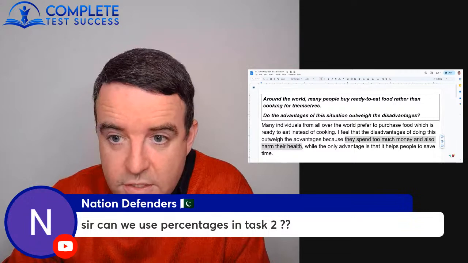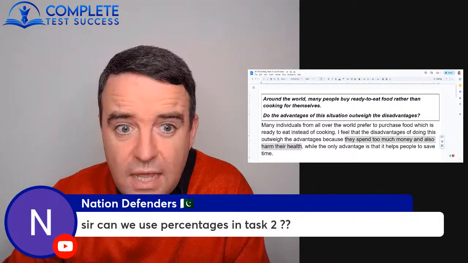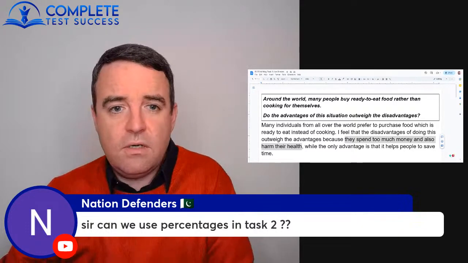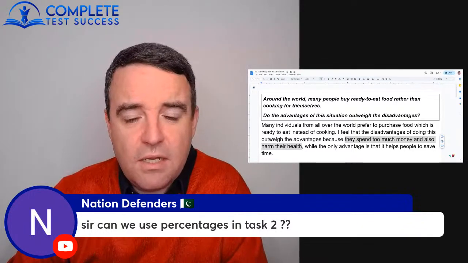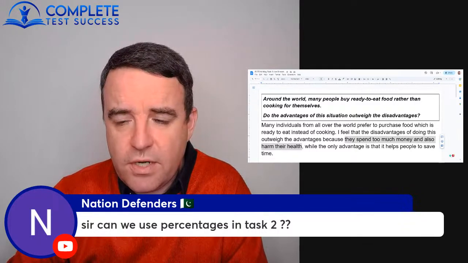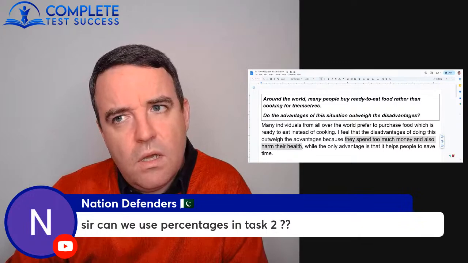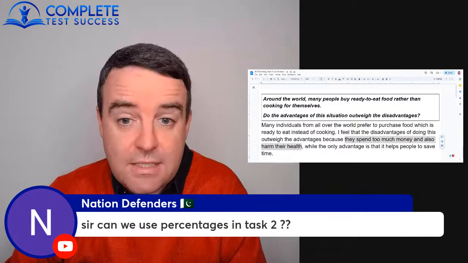Can we use percentages in task 2? You can. It's not my favorite way of giving an example. And you hear examiners kind of debating whether it's acceptable or not sometimes. But you can, but I wouldn't. I don't personally recommend it, but it is acceptable.